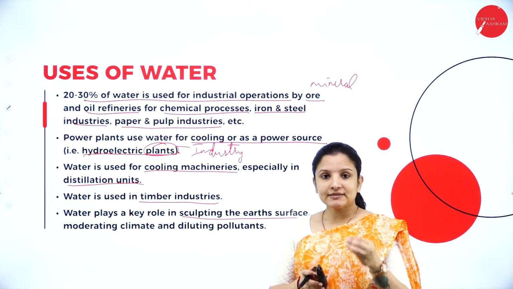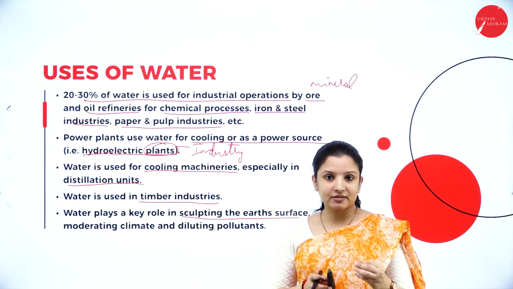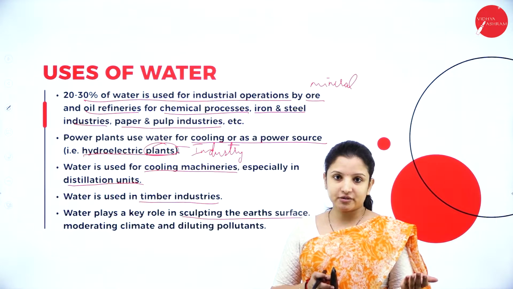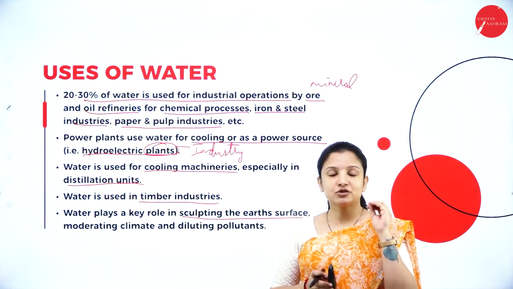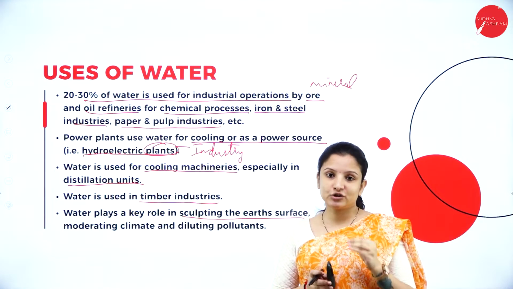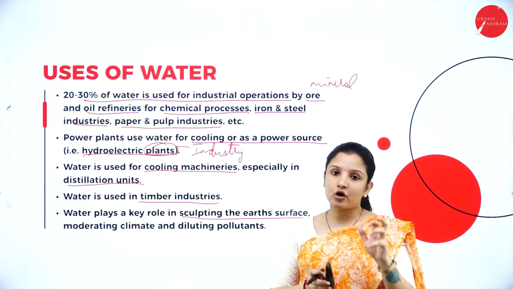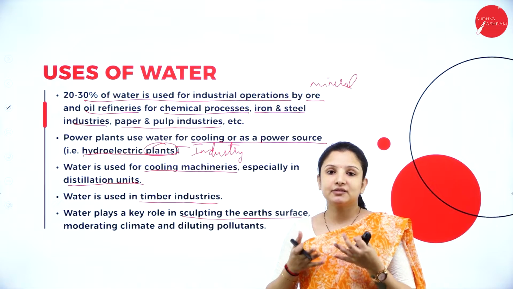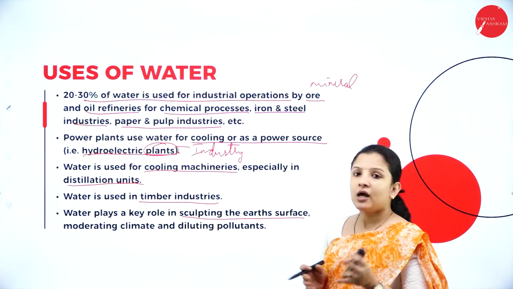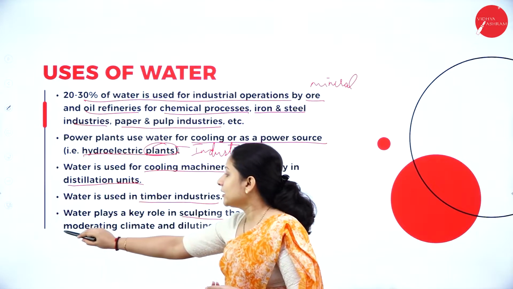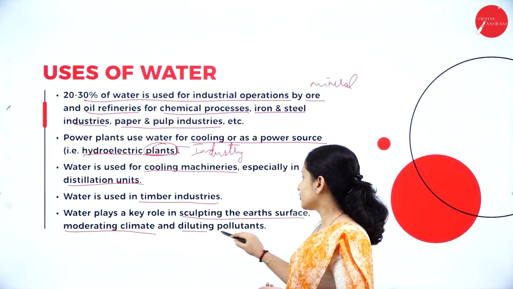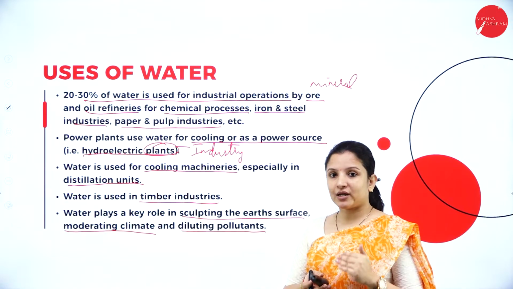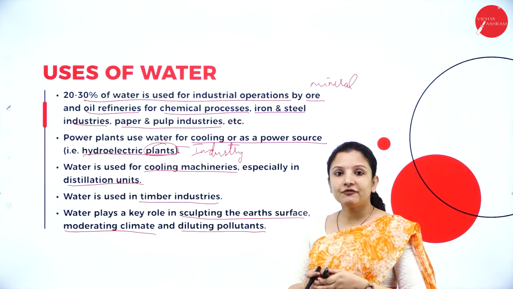And not just that, water also plays a very, very important role in sculpting the earth's surface. So, the earth's surface should always be moist, right? Because if it is a dry surface, can we grow crops on that? Not possible. So, therefore, the earth's surface should always be moist if greenery has to be maintained, and also if the crops have to be grown properly. So, for molding or sculpting the earth's surface also, water is very, very important, and water is also important for maintaining the climate and also to dilute or reduce the pollutants. Also, water is very, very important.